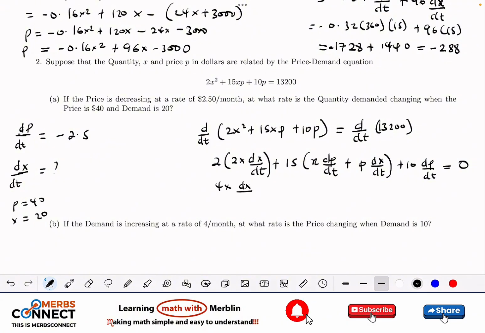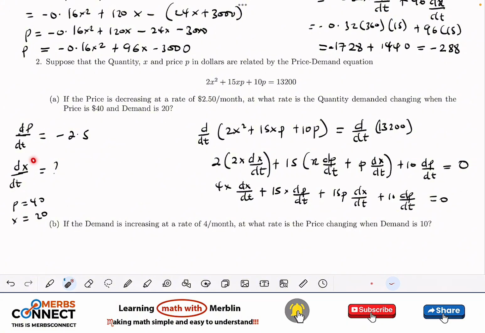4x dx over dt plus, when I multiply the 15, I have 15x dp over dt plus 15p dx over dt plus 10 dp over dt is equal to 0. What are we looking for? We are looking for the dx over the dt, but we know the dp over the dt. So we know x, we know p. So let's do substitution.